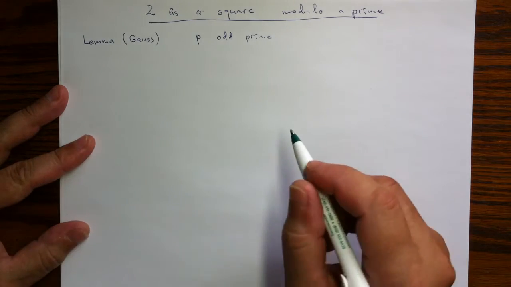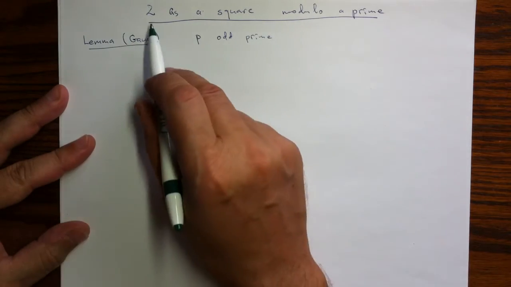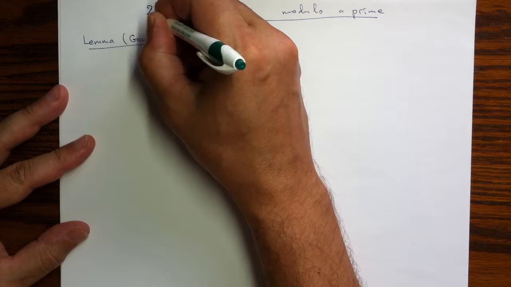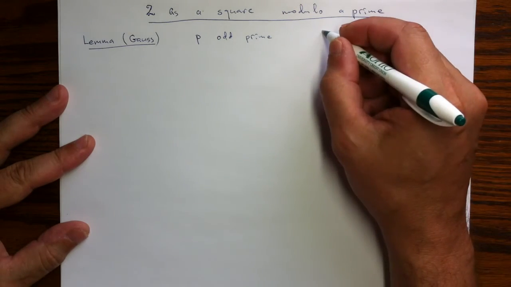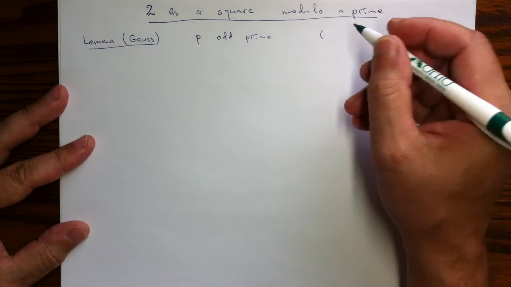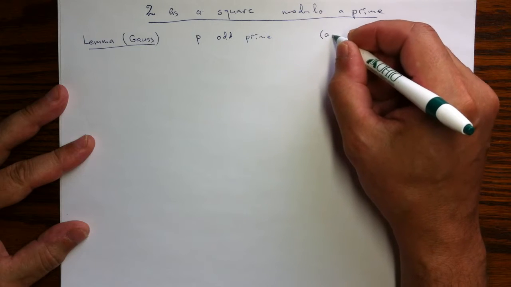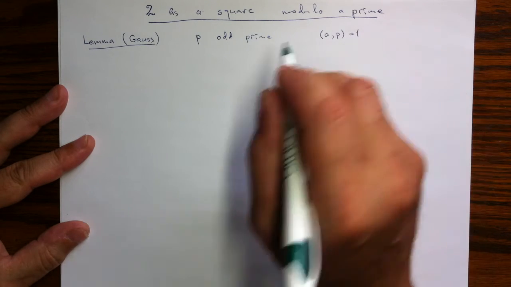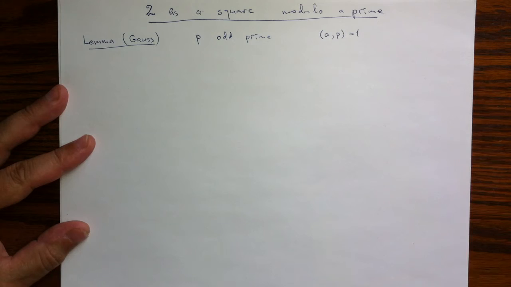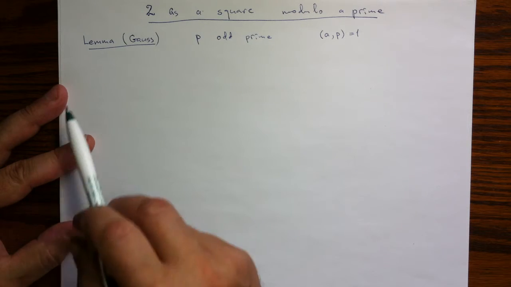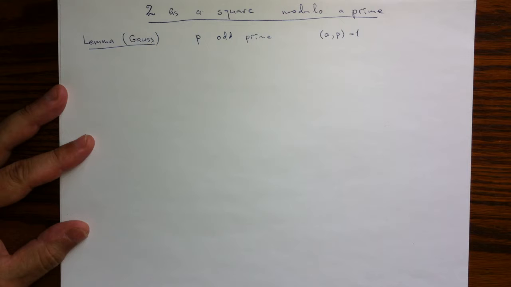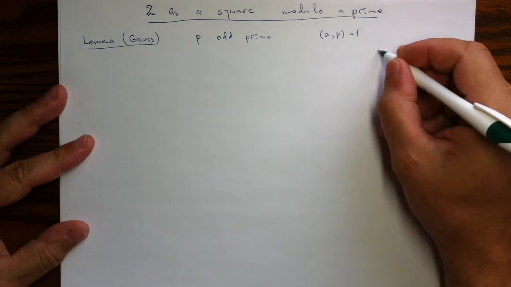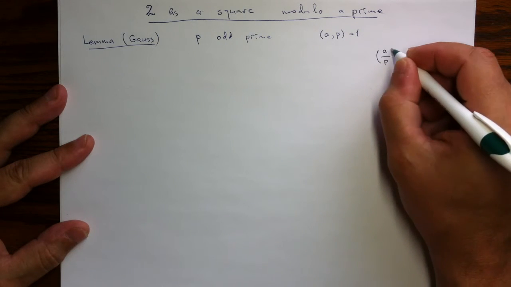and let's be a bit more general, and take not just 2 but any number a which is coprime to p. So basically not divisible by p. Then this lemma will tell us how to compute the Legendre symbol of that a.